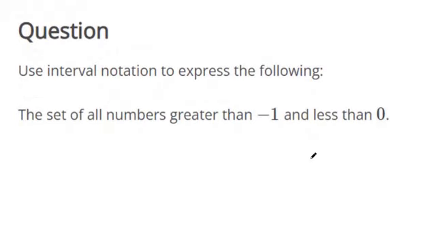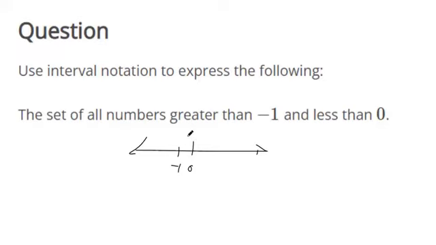Use interval notation to express the following: the set of all numbers greater than -1 and less than 0. So let's start with the first one, greater than -1. Here's our number line. Here's -1. So 0, 1, 2, 3, 4, 5, all those numbers are greater than -1. And then it also has to be, the solution could also be less than 0. So being less than 0 means all these numbers over here.